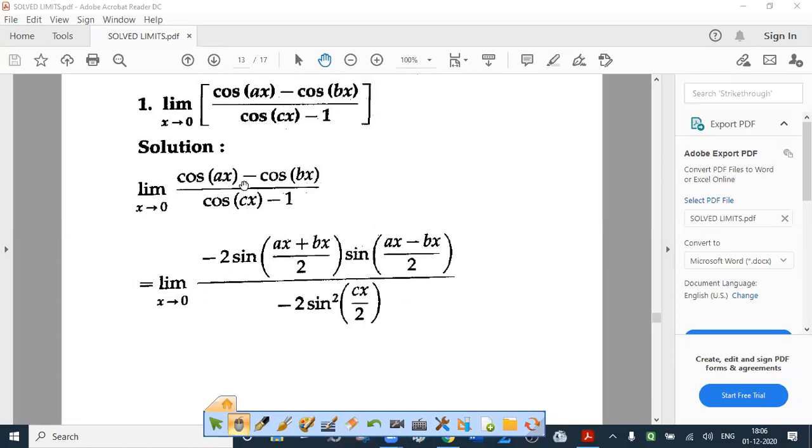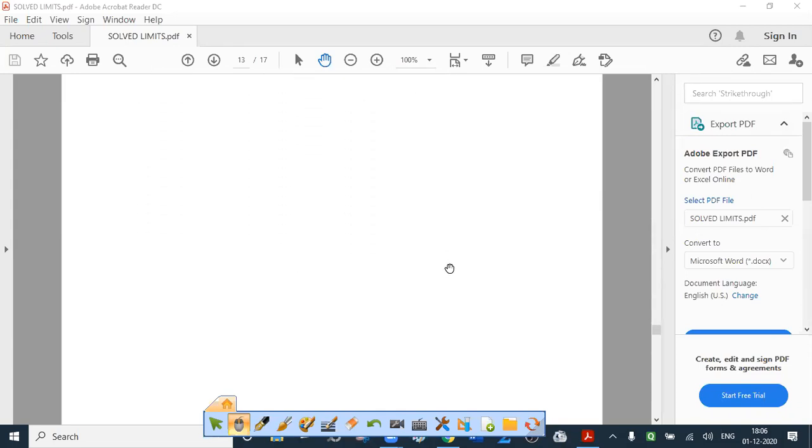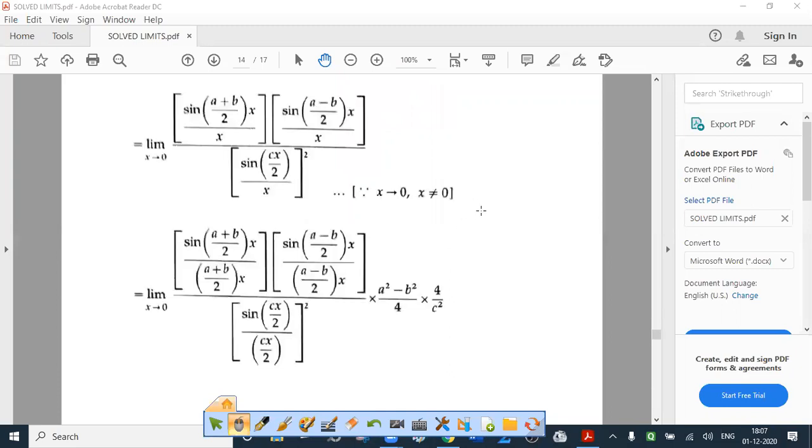Okay, I repeat this. Cos a minus cos b is minus 2 sine of (first plus second) upon 2 into sine of (first angle minus second angle) by 2. 1 minus cos theta is 2 sine square theta by 2, but minus is there. Okay, next step is important. Now, you have to divide numerator and denominator by x square. Let me explain first.